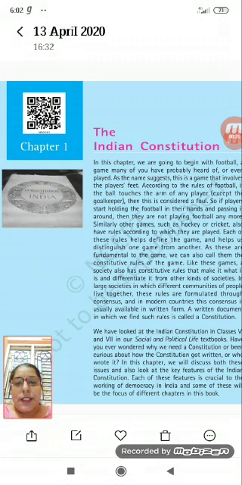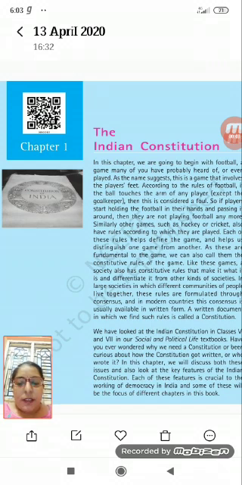Now, let us start. Before starting the chapter, let us talk about a football match. When you see a football match, you would have observed that every player is playing or passing the ball with the foot. If a player passes the ball with the hand, the referee gives it a foul. Why is it so? It is because in the game of football, it is the rule that one has to pass the ball with the foot only and not with the hands.